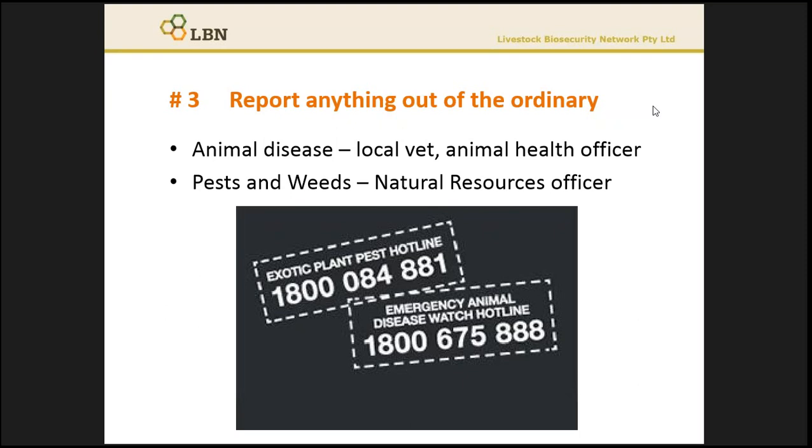And the same can be said for endemic diseases and pesty weeds. If you seek expert help for a challenging problem early, the less likely it is to cause a problem throughout your enterprise, and the cheaper and easier it will be to manage. So for animal disease, obviously a local vet, animal health officer or district vet is a good contact. And in South Australia at least, for weeds and pests, Natural Resources Office or NRM offices are a good contact point.